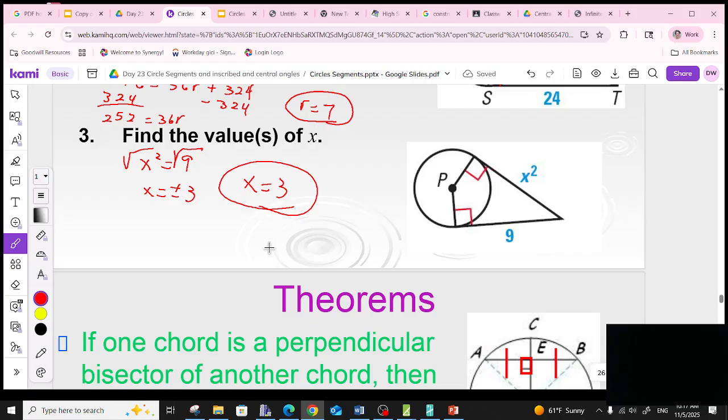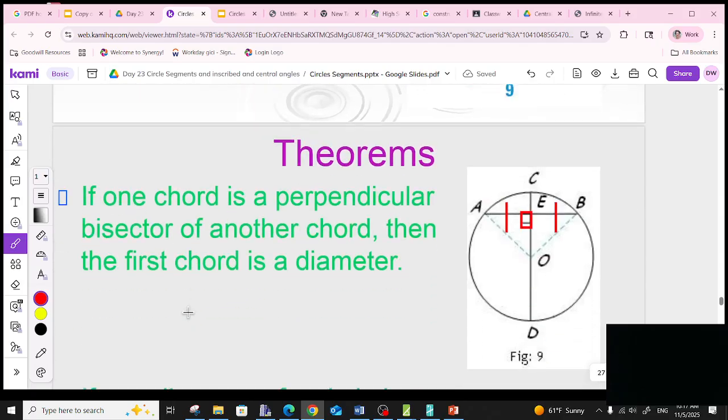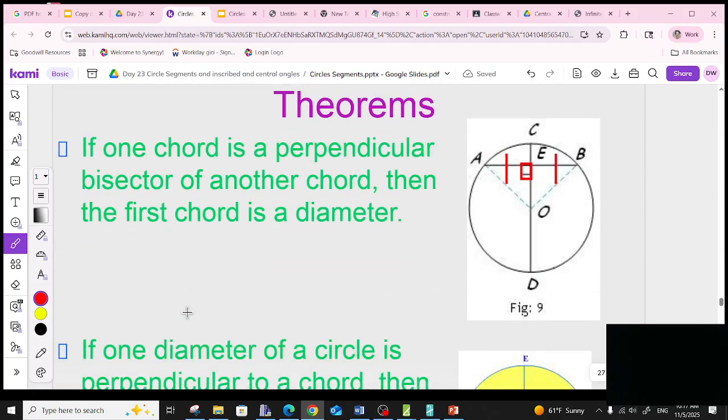Okay, so here's another theorem about circles. If one chord is perpendicular bisector of another chord, then the first chord is a diameter. Basically, that's what you guys were finding when you did your first construction with 3 points on the circle. What you were looking for were two diameters that intersect, and they would intersect at the center of the circle, right?